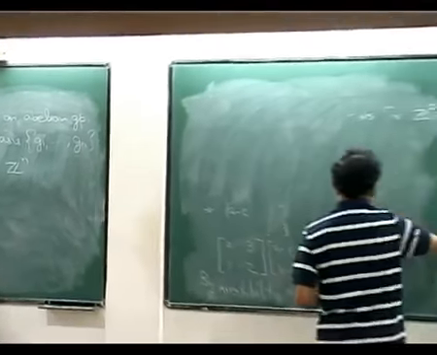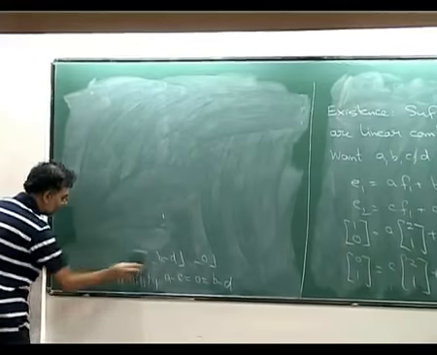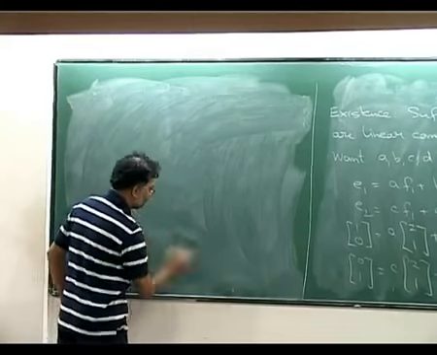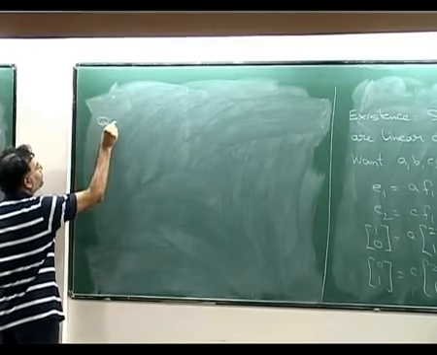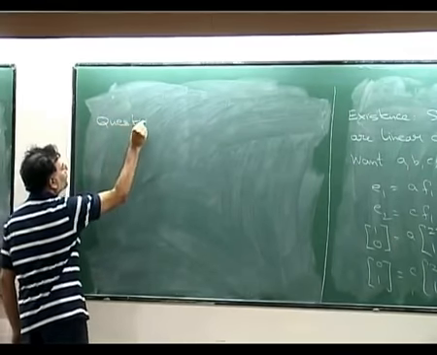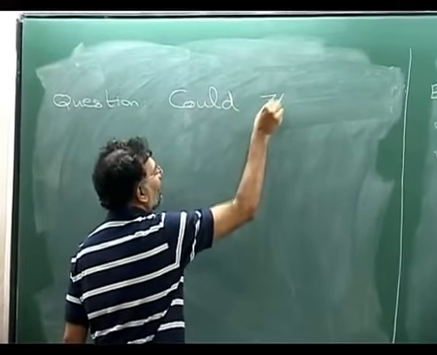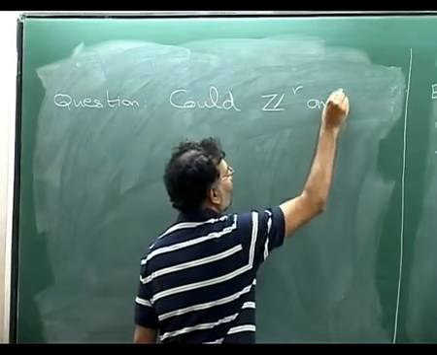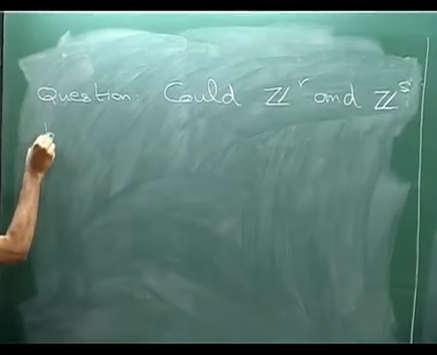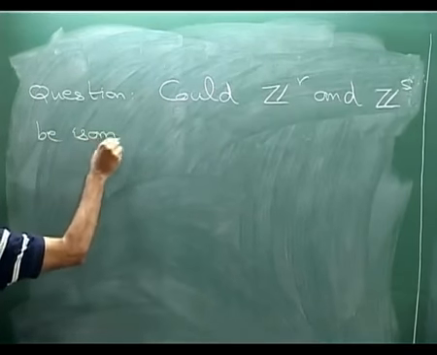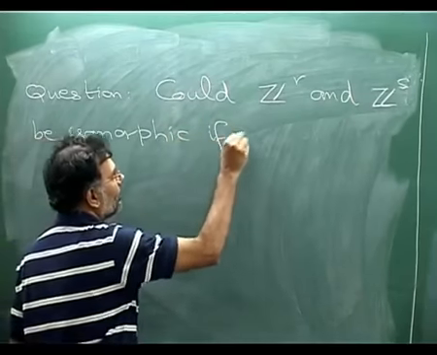Okay, now let us come to the number of elements in a basis. While we see that the basis is not unique, we can ask, is the number of elements in a basis unique? So in other words, we could ask the following question: could Z^r and Z^s be isomorphic if r is not equal to s?